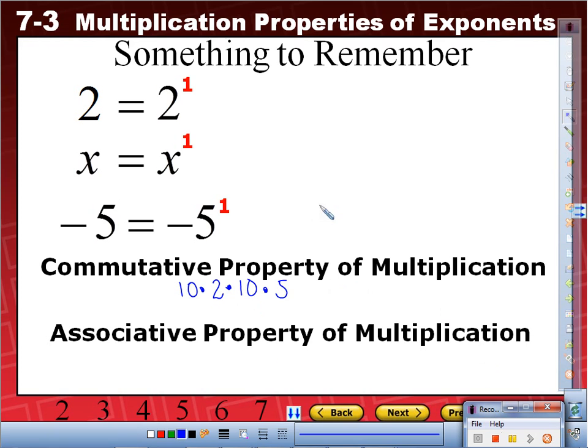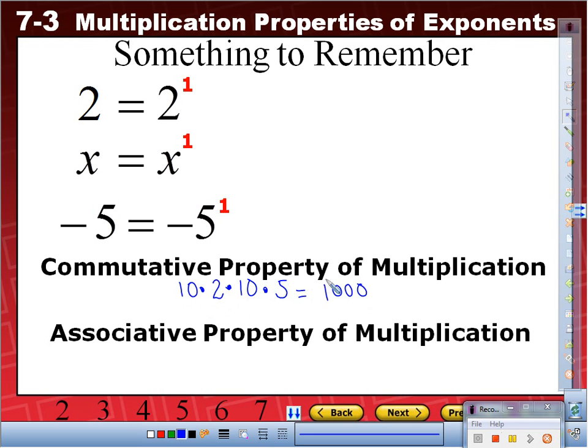We've already been looking at these properties since 3rd grade when they introduced you to these properties. So, let me just refresh your memory. Here it goes. If we have the commutative property of multiplication, it says that, first of all, what is 10 times 2 times 10? Here it goes again. 10 times 2 times 10 times 5.